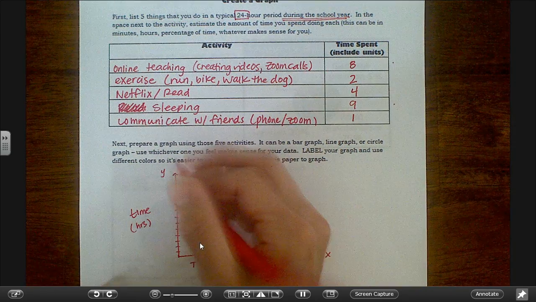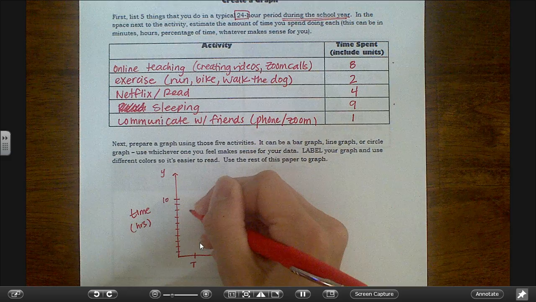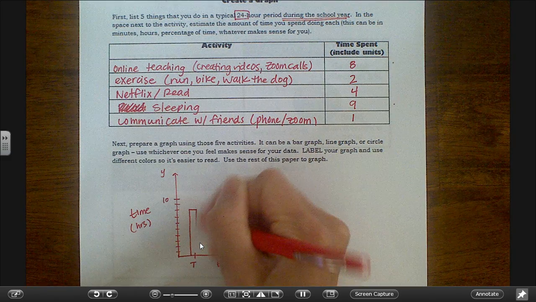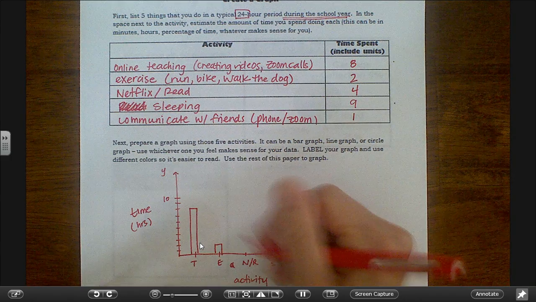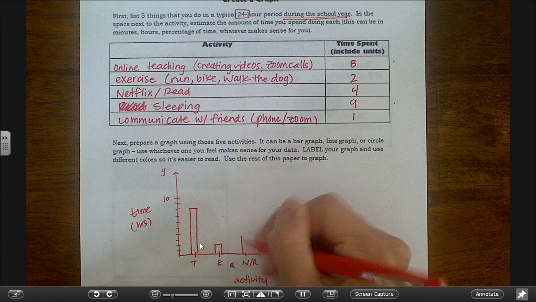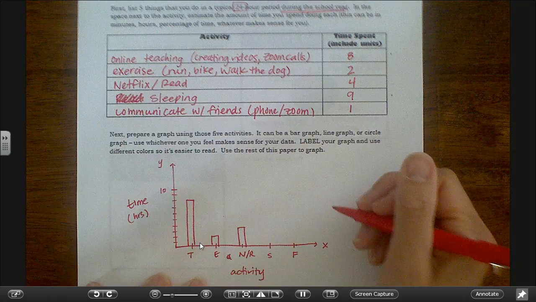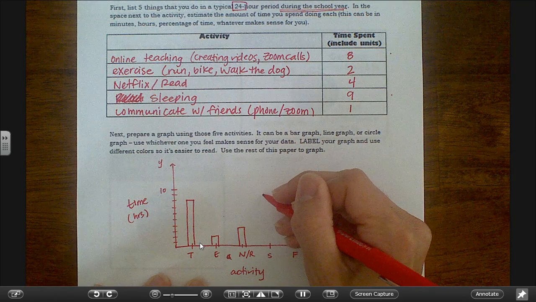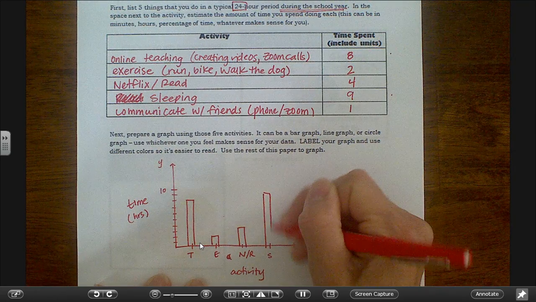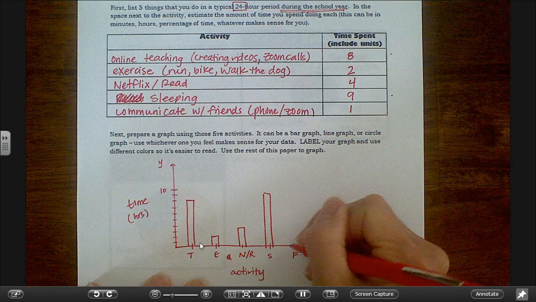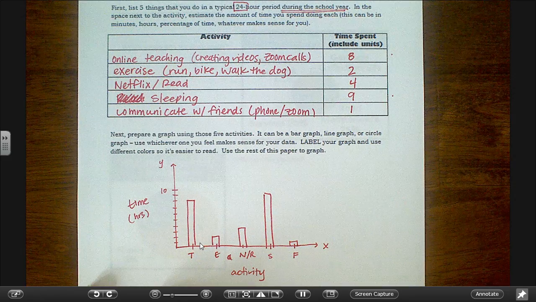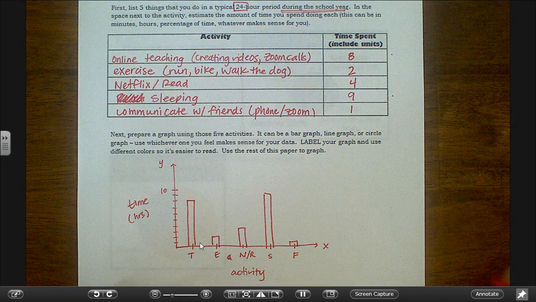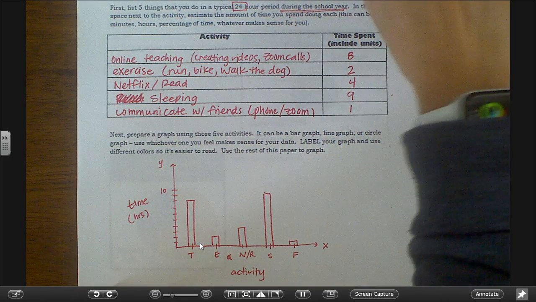So teaching, I do 8 hours. Exercise, 2. Netflix or reading, 4. Sleeping, that's my biggest activity. We do 9. And then communicating or chatting with friends is 1. So there you go. That's how you would set up your day. And again, like I said, that looked pretty different before.